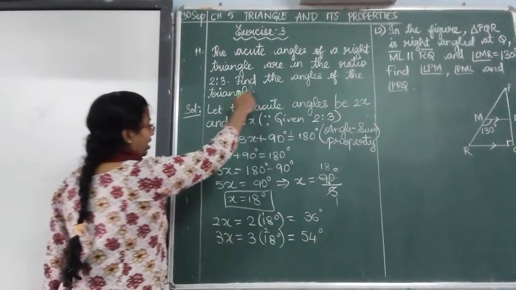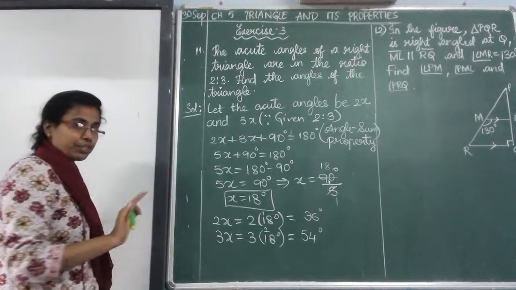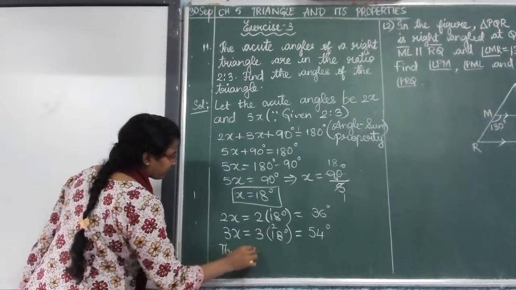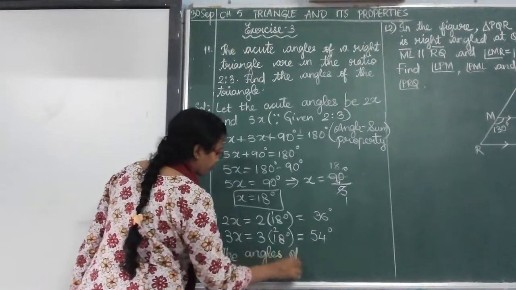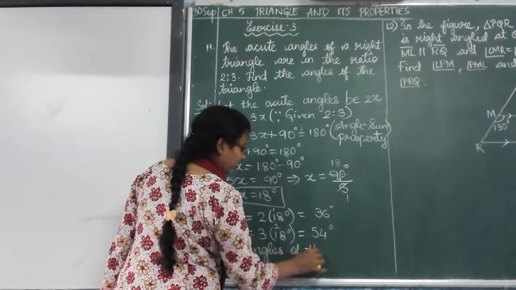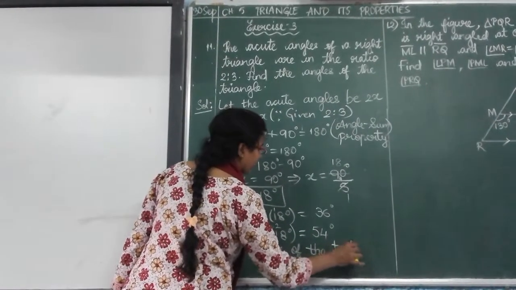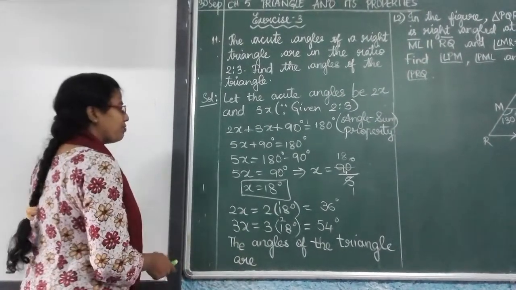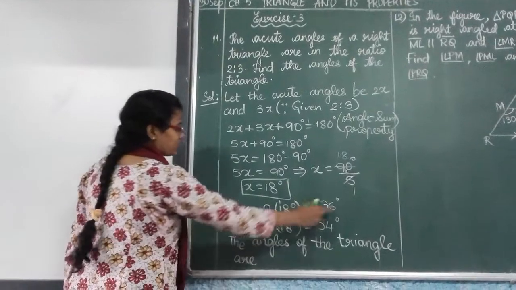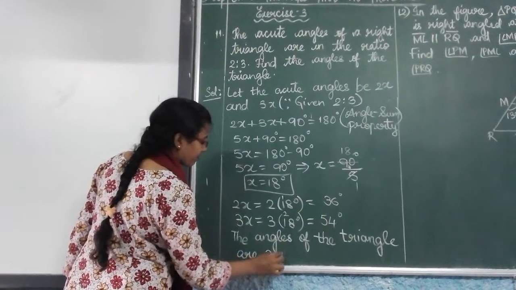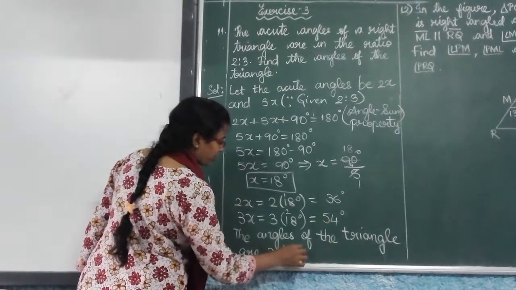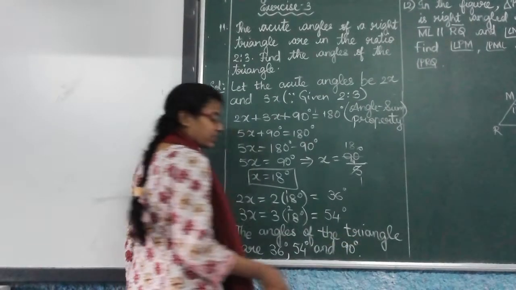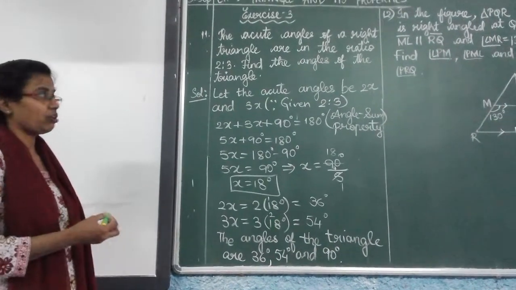What is the question? Find the angles of the triangle. Did we finish the problem? Yes. So let us write the angles of the triangle are: what is the first one? 2x, 36 degrees, 54 degrees and 90 degrees. These are the three angles of the triangle. Copy this in your class work, children.